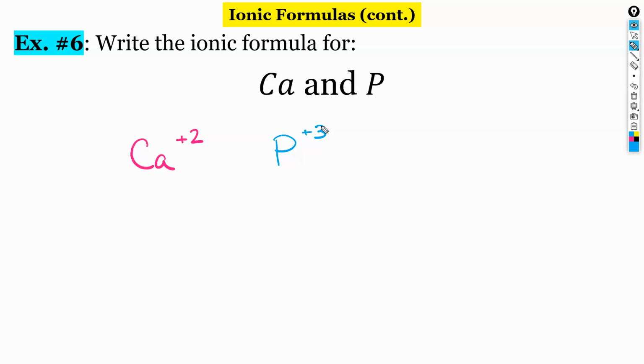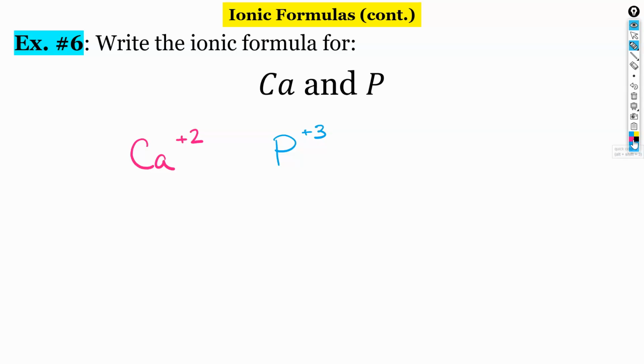And oh boy, I can't multiply calcium, so I can't keep adding calciums and have it turn into a number that will cancel out with phosphorus. So like 2 times 1 is 2, that doesn't cancel with 3. 2 times 2 is 4, that doesn't cancel with 3. Same thing with phosphorus, I can't multiply 3 and have it come up to 2. So we're going to have to multiply each of these.